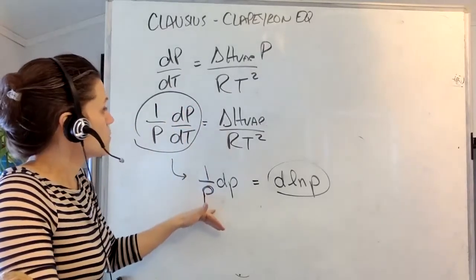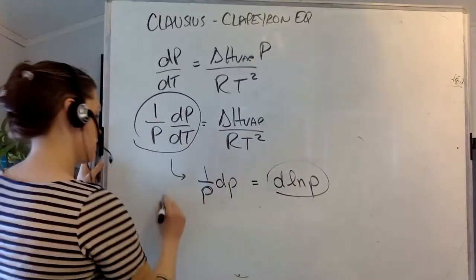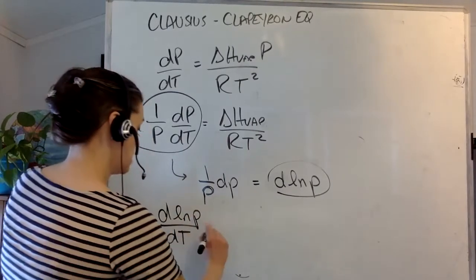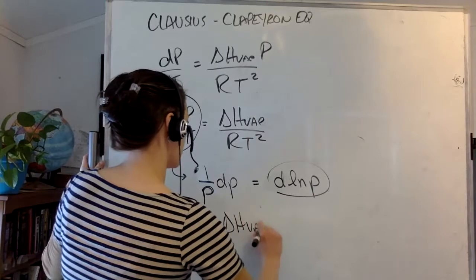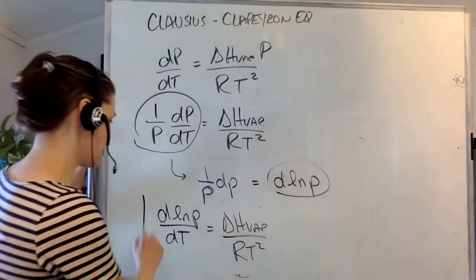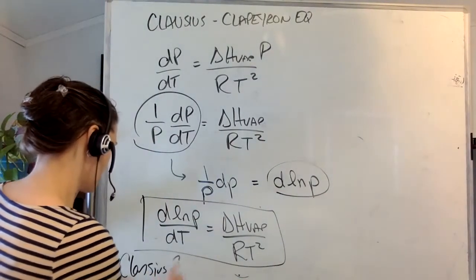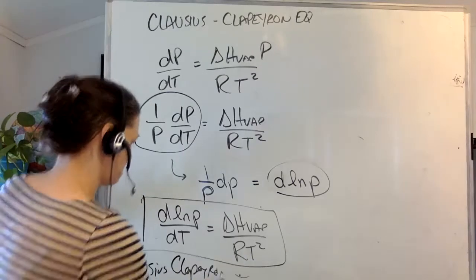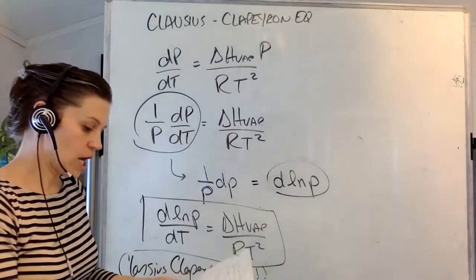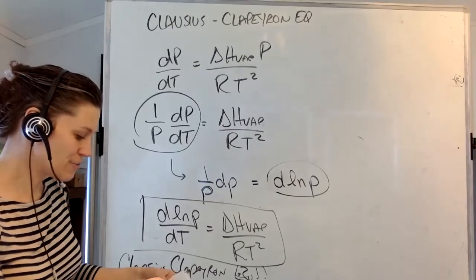Okay. So we've got 1 over P dP is equal to d log P. This means then that d log P/dT is equal to delta H vaporization over RT squared. Yay! This is the Clausius-Clapeyron equation. Go team!